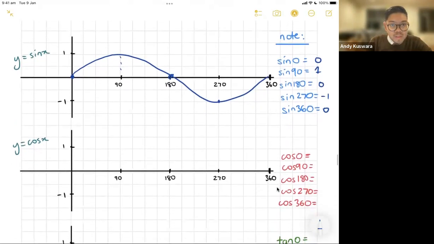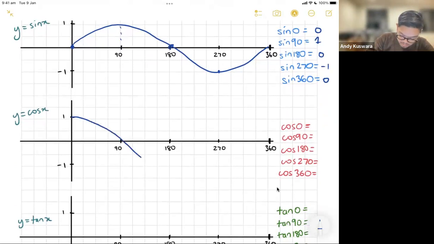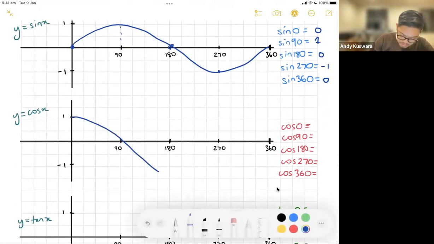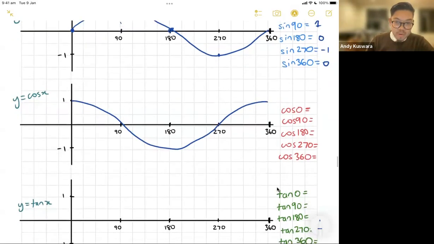Okay. Now we've got cosine. It looks very similar. The only difference is it's going to look a little bit like this. We start at the top, go down, bottom out at 180, go back up and end up right back at 360. And here you can do the same thing with cosine. I won't do it for time's sake, but I'm sure you can write those things out.